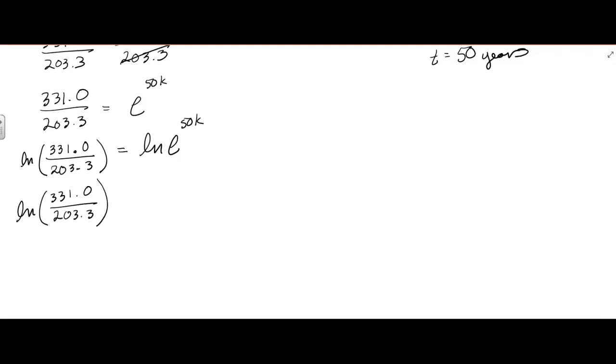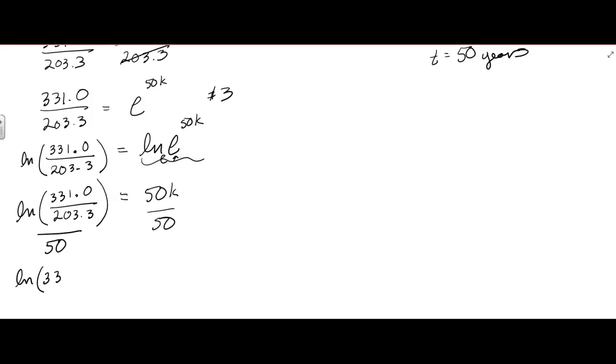Now, I'm not going to divide that out and round it off. I'm going to wait till the end and get the most accurate number I can. On the right-hand side, though, this is property 3. It says when the base here is the same as the base in the argument, it just equals 50k. Well, now how do you solve for k? Divide by 50. So in our calculator, we want to type the natural log. You're going to have to use natural log.